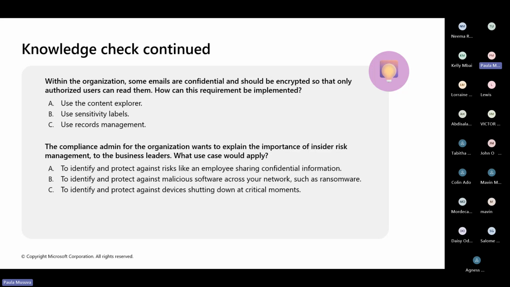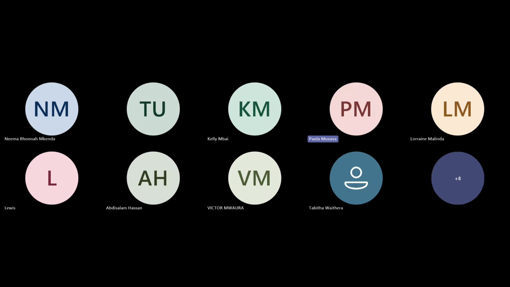To identify and protect against risks like an employee sharing confidential information, to identify and protect against malicious software across your network, such as ransomware, to identify and protect against devices shutting down at critical moments. So which of these would you say? This one is an easy one, right? A. Excellent. Option A. Yes. So I think you've understood the element of insider risk. So let us now get into the demo, and I will stop the recording.